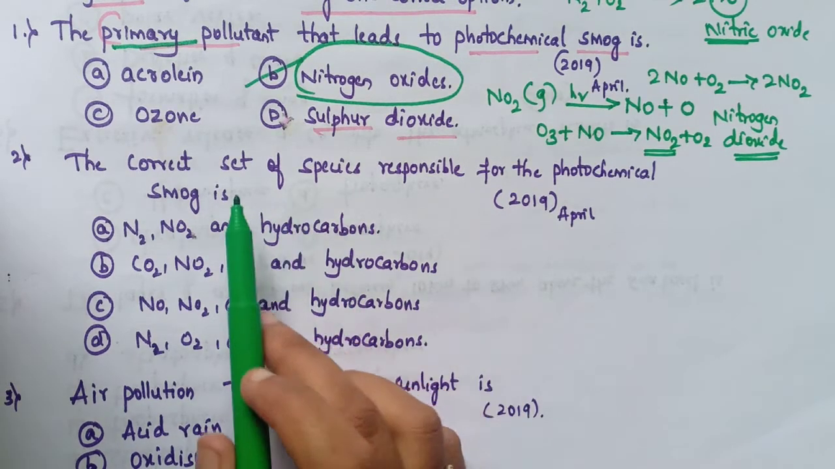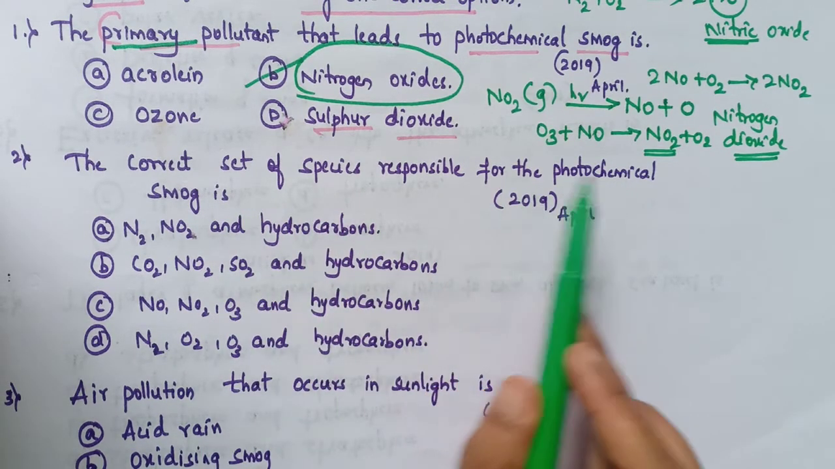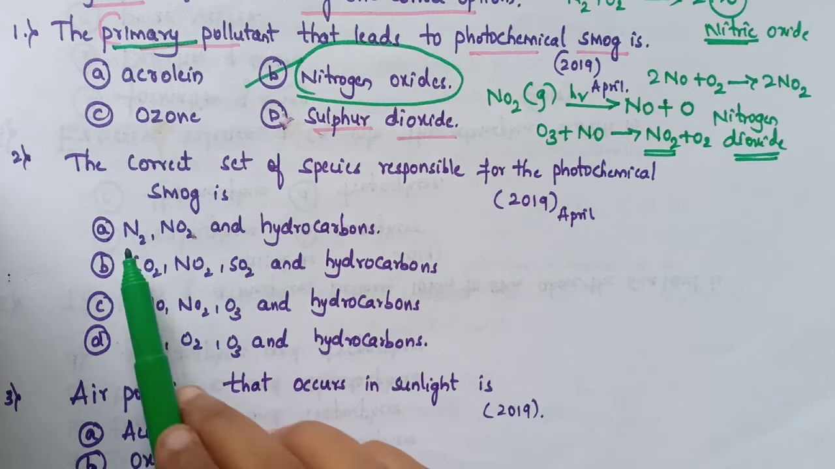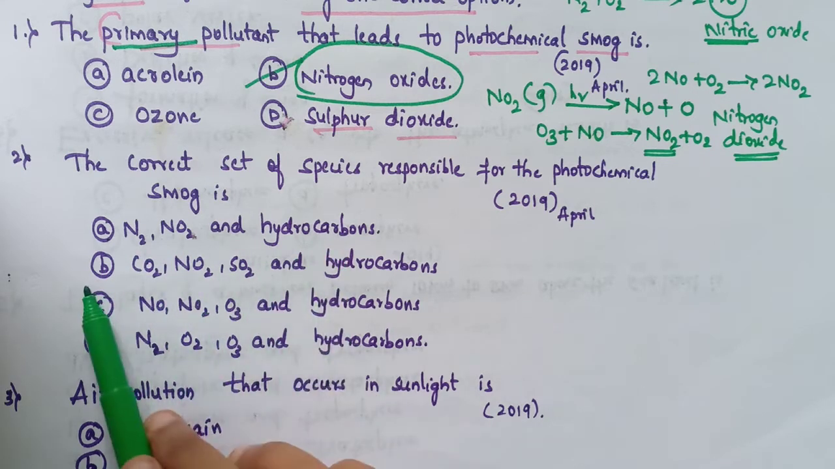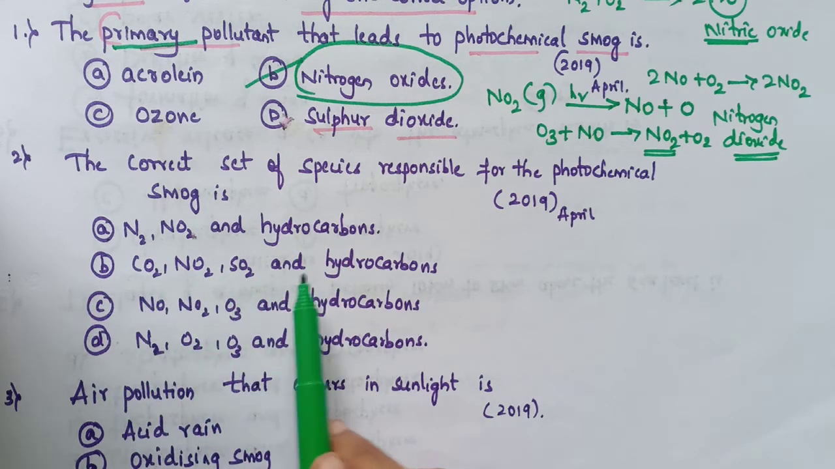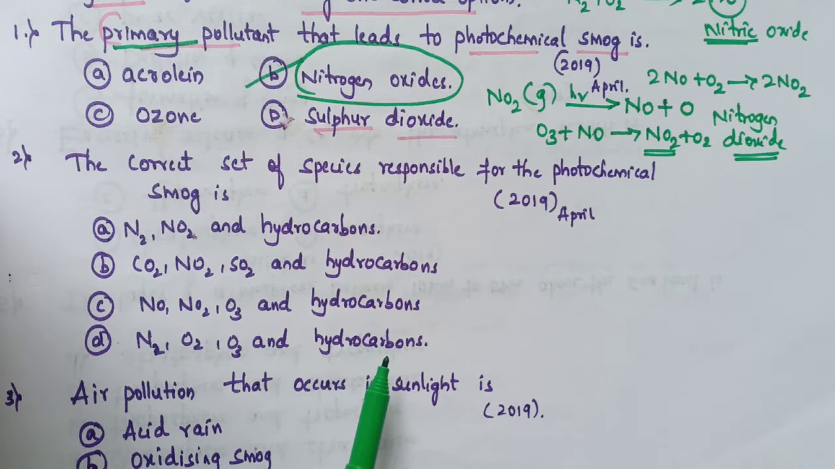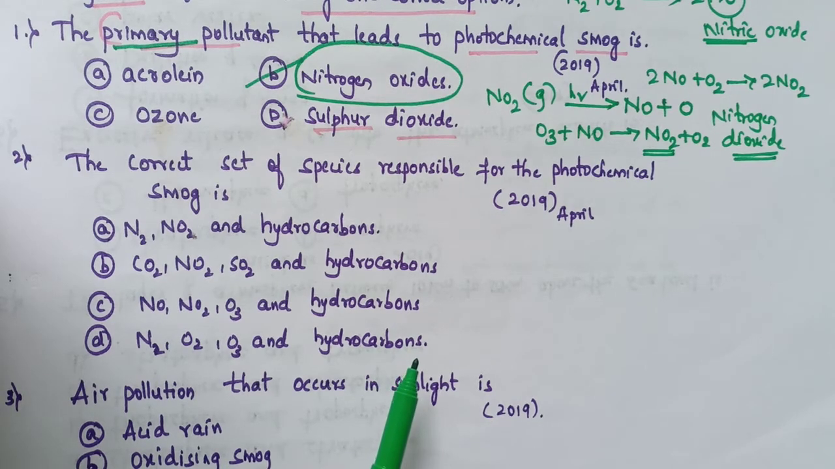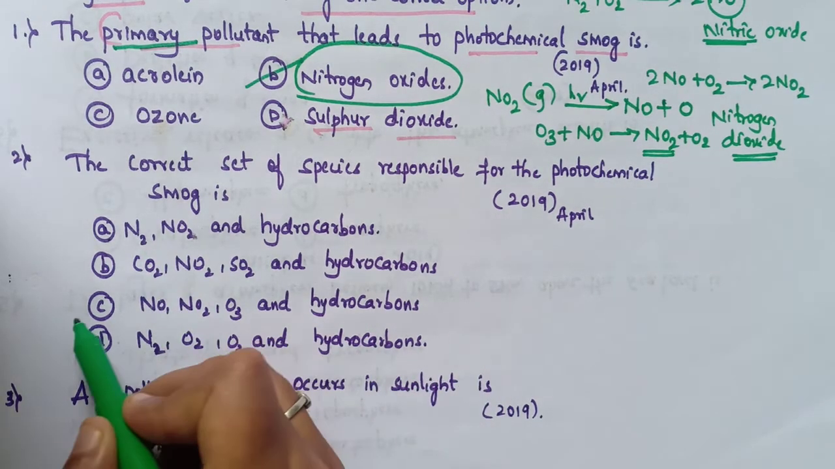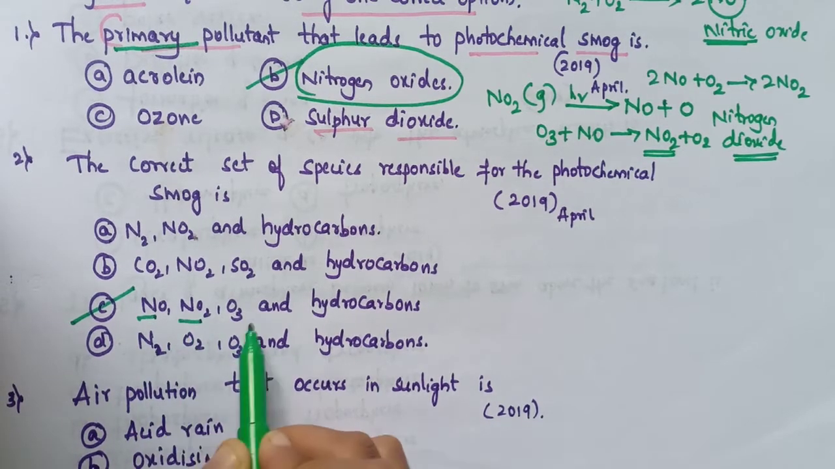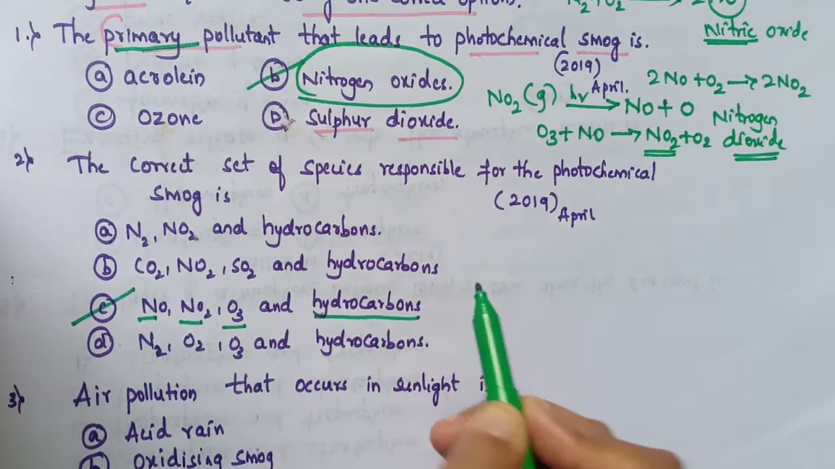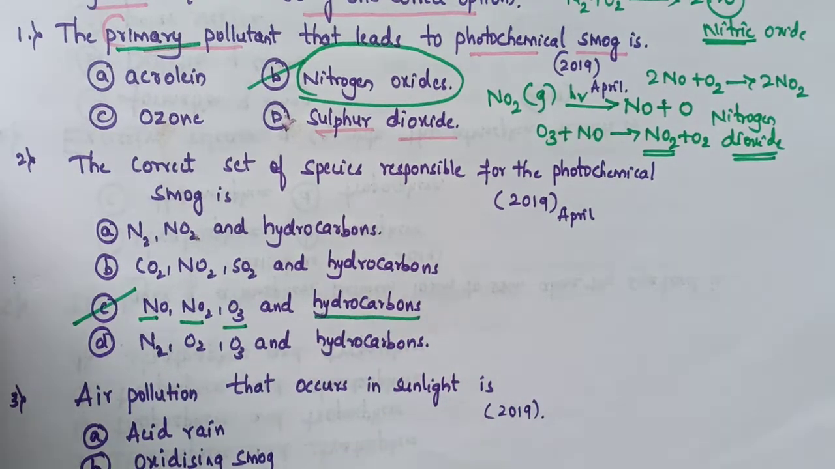The second question is like this: the correct set of species responsible for photochemical smog is option A, N2, NO2 and hydrocarbons; option B, CO2, NO2, SO2 and hydrocarbons; option C, NO, NO2, O3 and hydrocarbons; option D, N2, O2, O3 and hydrocarbons. The correct set of species responsible for photochemical smog is option C, that is NO, NO2, O3 and hydrocarbons.